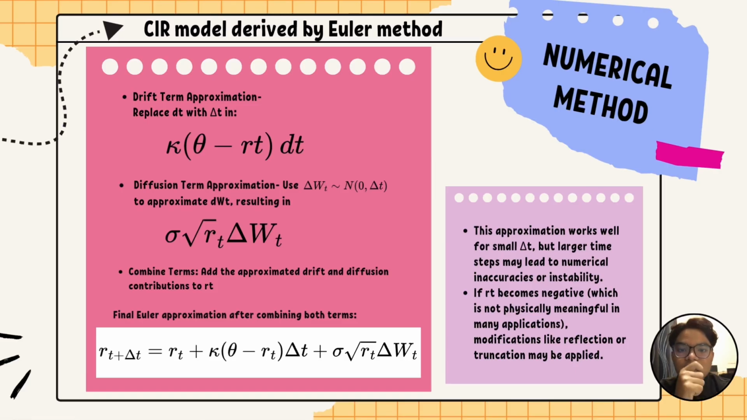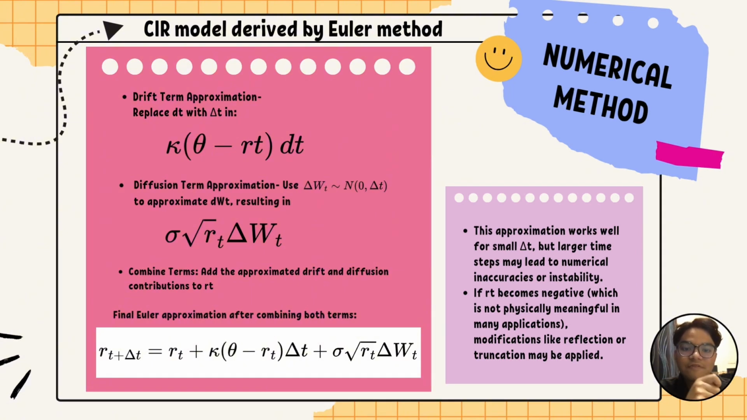To solve the CIR model, we often use numerical methods, as solving the stochastic differential equation analytically is complex or sometimes impossible for certain conditions. Here we are applying the Euler method, which is a straightforward numerical technique. It helps us approximate the solution of the CIR model over small time steps, delta t.